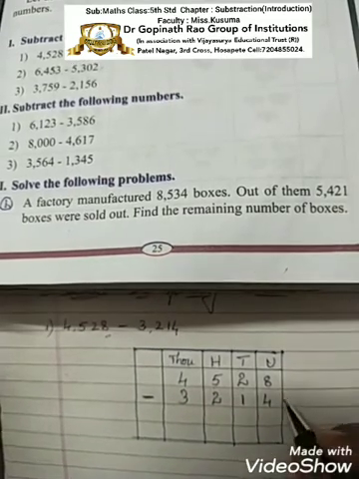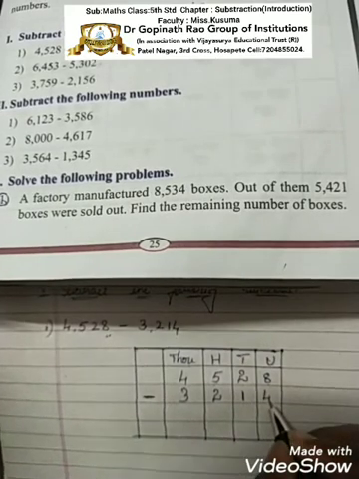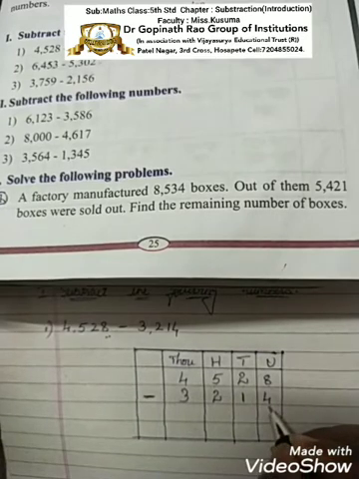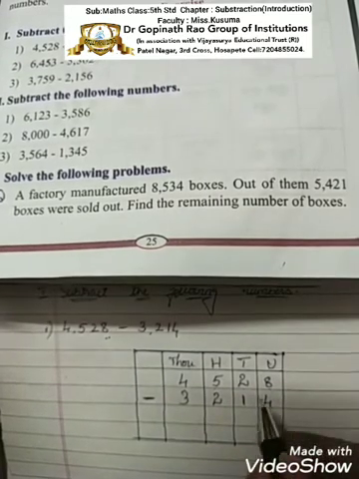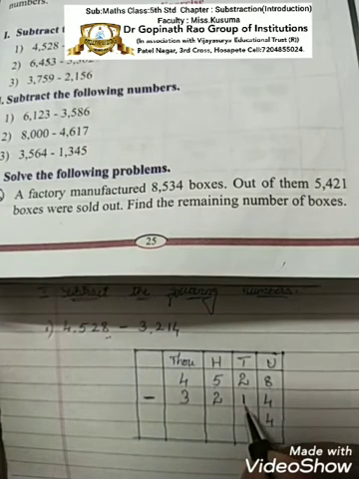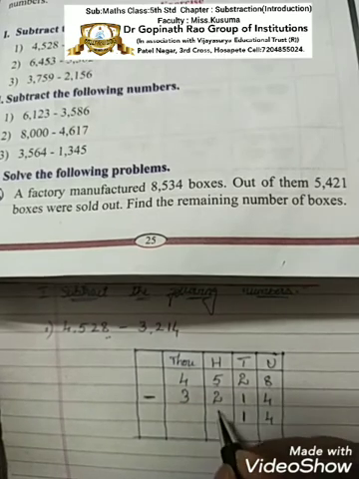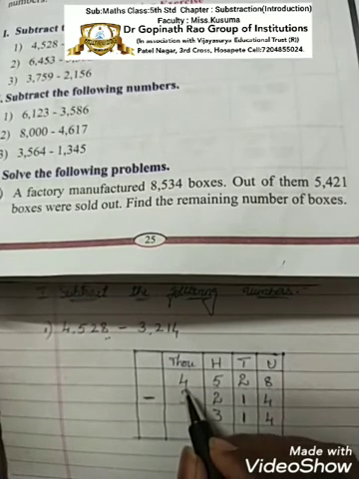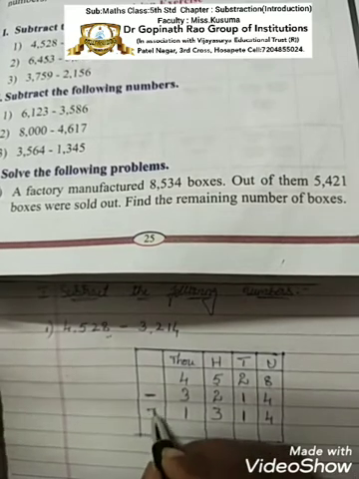Okay. Now let us subtract. 8 minus 4. What is 8 minus 4? See children, if you have 8 chocolates, and from those 8 chocolates you eat 4 chocolates, the remaining chocolates will be 8 minus 4 is 4. Okay. Similarly, 2 minus 1 is 1. 5 minus 2 is 3. Next 4 minus 3 is 1. Is it clear, children?